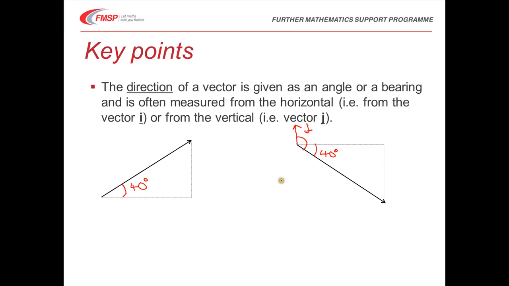That would be the same if we were doing a bearing. And the answer would be 90 plus 40. So in that case, we'd have an angle, obviously, of 130 degrees. So make sure you read really carefully in the question where they're asking you to measure the direction of a vector from.